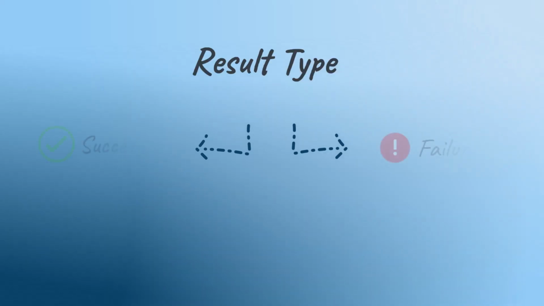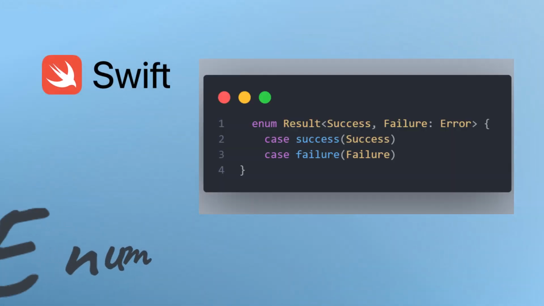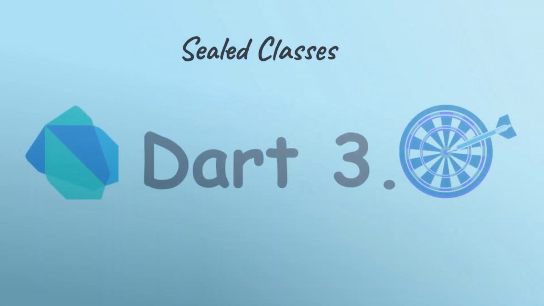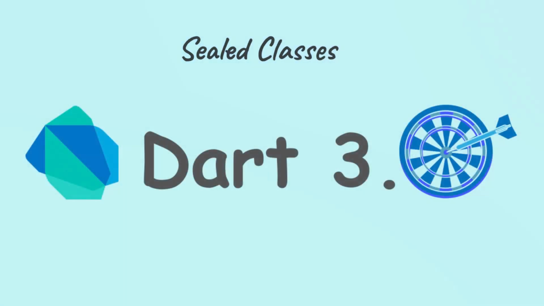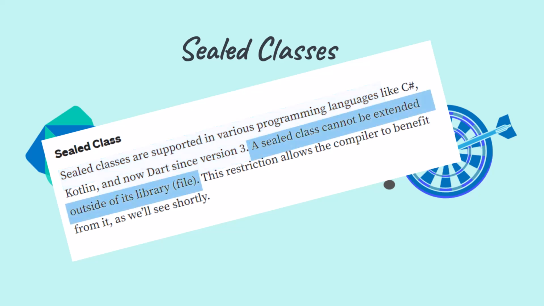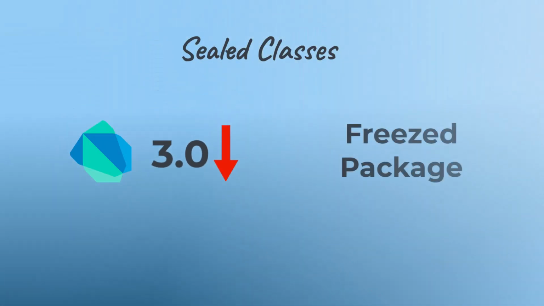Now we check the result type. Result type returns success and failure. This is used in Swift by enum and in Kotlin by sealed classes. It's used in Dart just like it's used in Kotlin, by sealed classes. It's added in Dart 3 and above. A sealed class cannot be extended outside its file. Before Dart 3.0, the freezed package is used to create sealed classes.